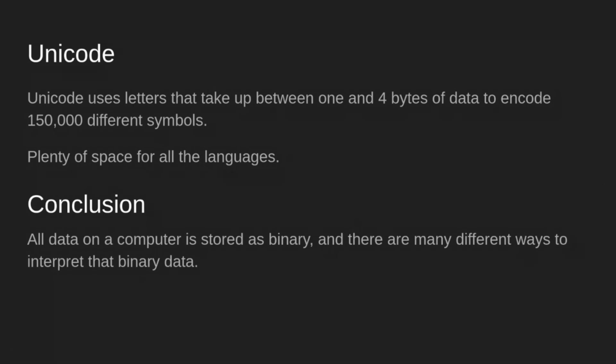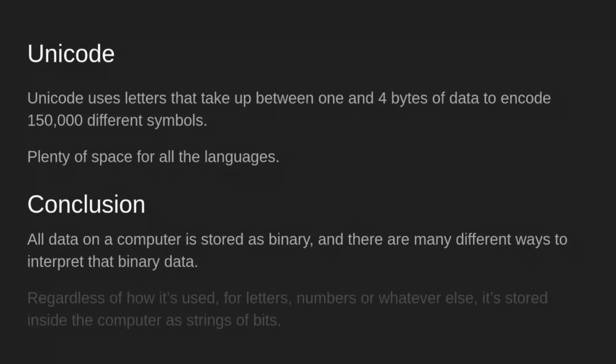So at its base, though, all of these data types I've just talked about and all the other data types are stored in the computer as binary. And the difference between an integer, a character, a fraction, a floating point number, a word, is how that binary is interpreted. But it's all just a string of bits.